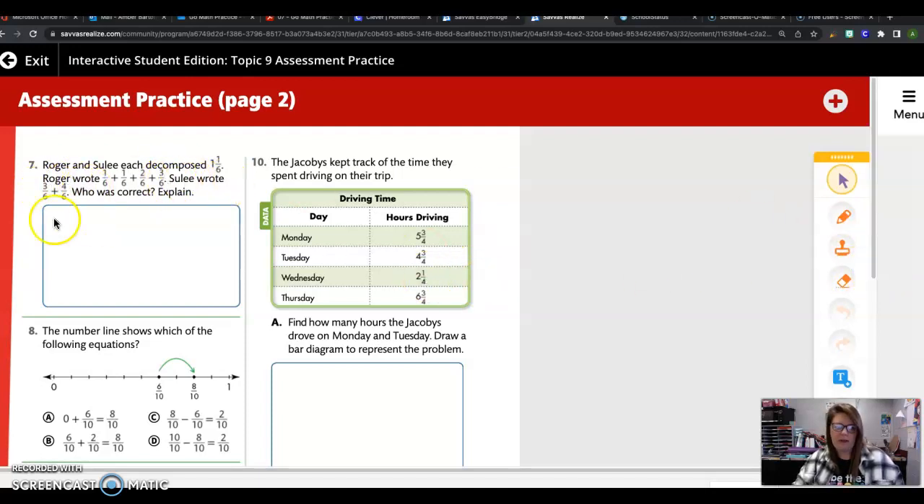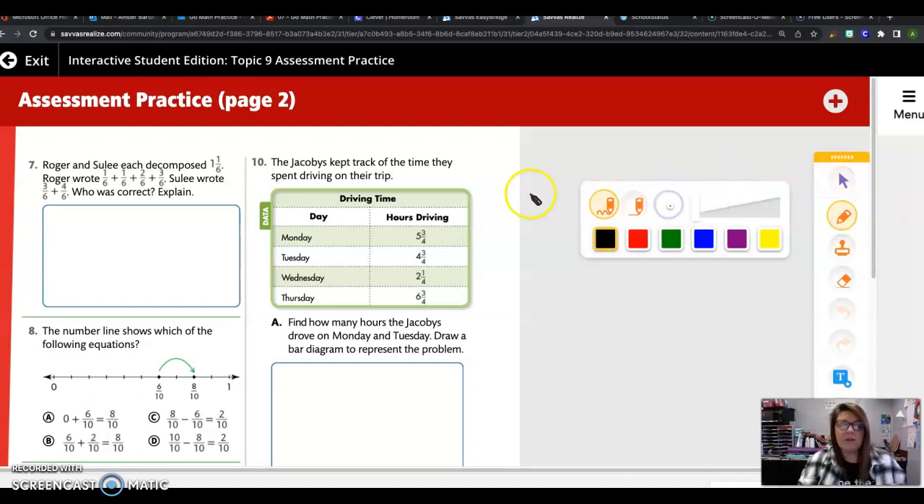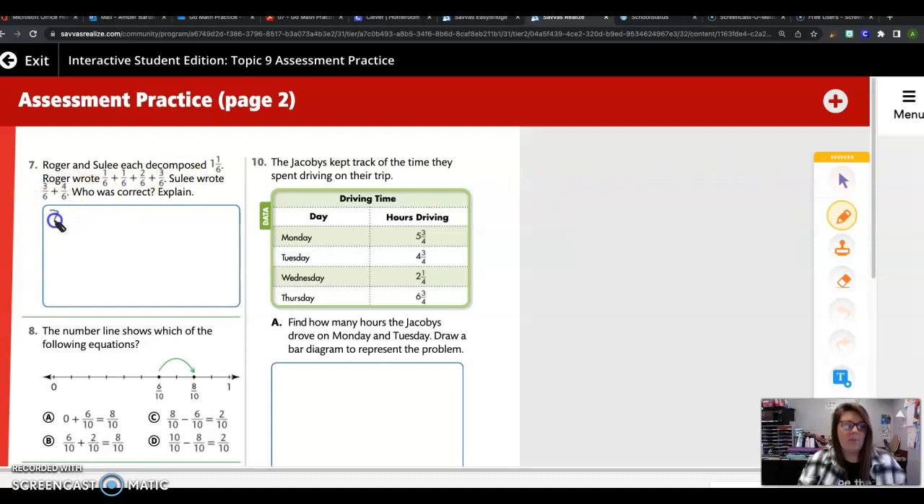Who was correct? First of all, I just want to see what each of these equals. So 1 plus 1 plus 2 plus 3 is what? It's going to be 7, and my denominator is going to be what? 6. Good. And then let's look at what Suli wrote. 3/6 plus 4/6 is what? 7/6.